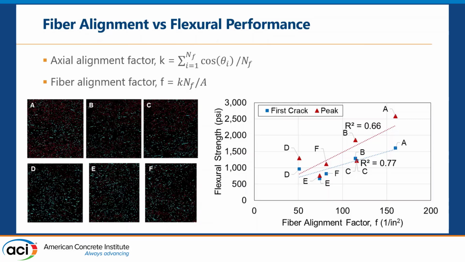All the blue dots here represent the first crack flexural strength. The red dots represent the peak flexural strength. And we found some moderate correlation here. It's not perfect, which suggests that there are other factors that affect flexural strength and behavior other than fiber alignment.